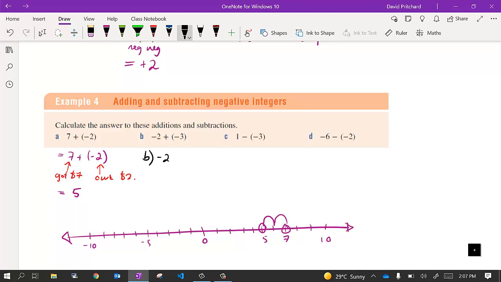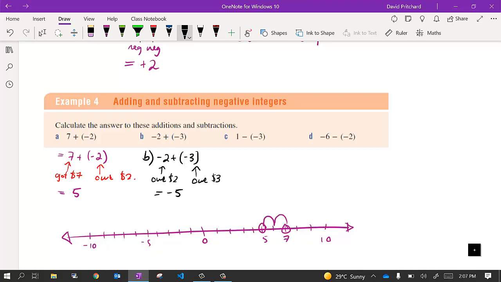We've got negative 2 plus negative 3. So basically what we're saying is that we owe $2 already, and now we're going to pay another $3 out. So we owe 2 and we owe 3, and that means we end up owing 5. So if we owe 5, we end up with negative 5.